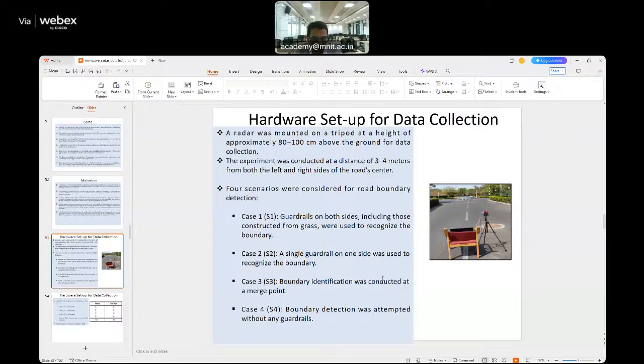What you are seeing here is that four scenarios are considered for road boundary detection. In the first case, guardrails are on both sides, including those constructed from grass, used to recognize the boundary. A single guardrail on one side was also used to recognize the boundary. In the third case, boundary identification was conducted at a merge point. In case 4, boundary detection was attempted without any guardrail.